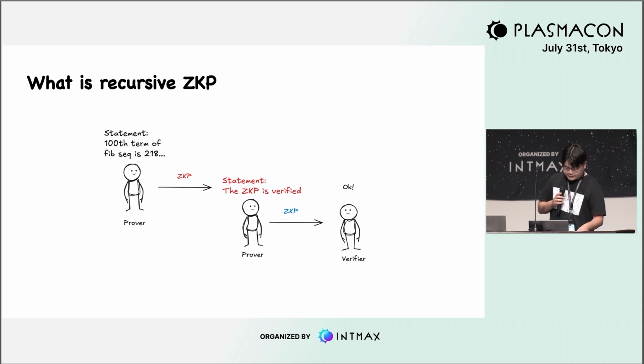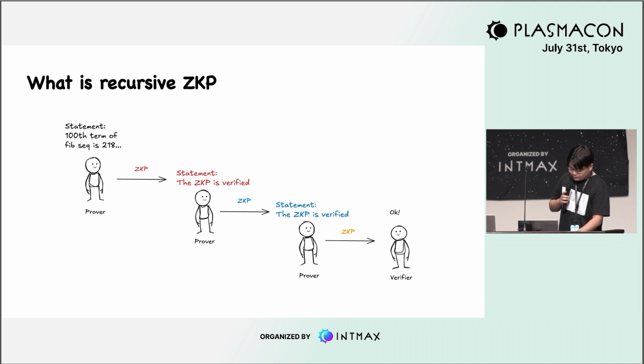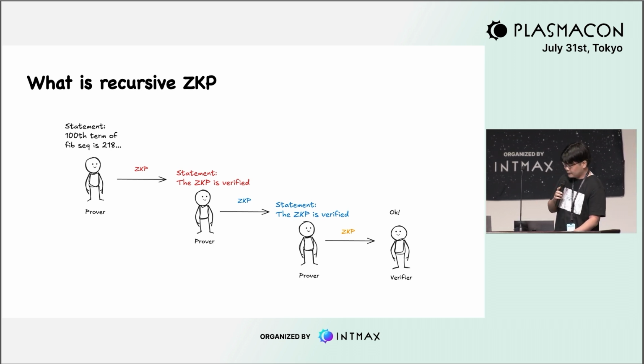So instead of using a ZKP to prove a statement about the Fibonacci sequence, we can also prove the correctness of a ZKP that proves a statement about the Fibonacci sequence. In other words, this means proving the correctness of a ZKP inside a ZKP. This is called a recursive ZKP. This can be repeated any number of times, and by the final verifier checking only the last ZKP, the correctness of the initial statement is verified recursively.